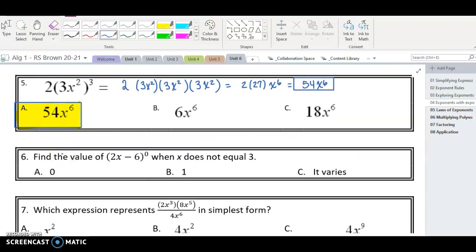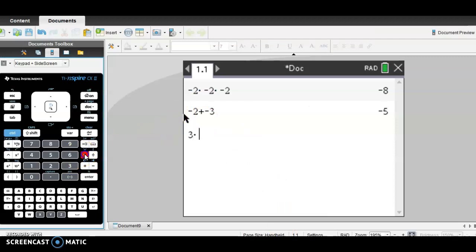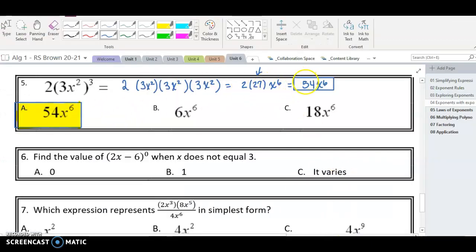All right, so we have two of these groups of 3x squared. If I have 3 groups of 3x squared, that means I have 3 times 3 times 3, which is 27, and we're going to check that in our calculator. So 3 times 3 times 3, or 3 to the 3rd power, is 27, okay? And then I have 2 of those, so times 2, that's 54, right? Okay, so we're going to go back to that. So I know that that's going to be 54.